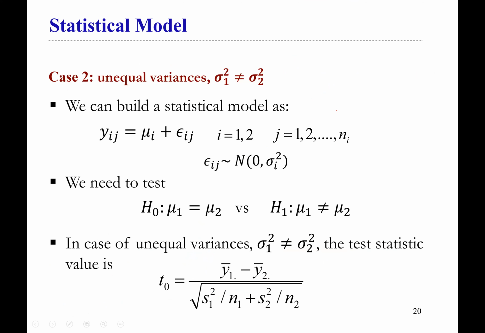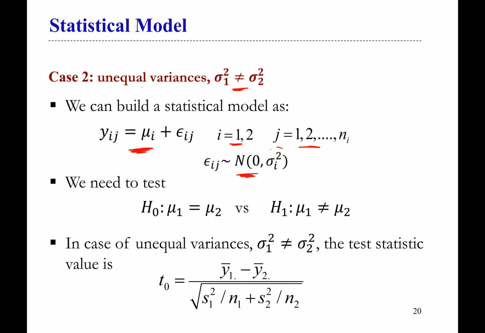Now, the second case, unequal variances, sigma 1 square doesn't equal sigma 2 square. The statistical model is the same. I is 1 and 2, two fertilizers. J is from 1 up to Ni. N1 is 5, N2 is 6. But the assumption about epsilons will be different.